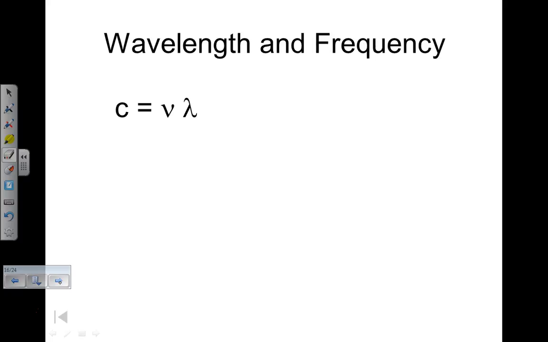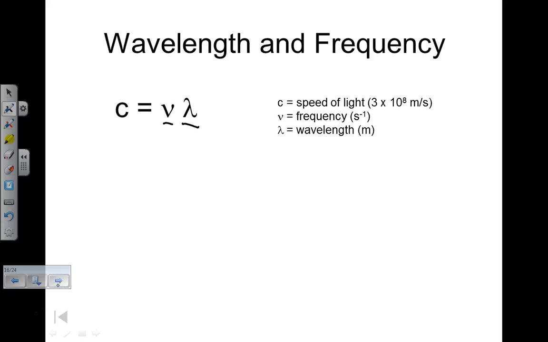But let's talk about the mathematical relationship. C equals nu lambda. Keep in mind that nu is frequency and lambda is wavelength. C is the speed of light, and that's important. The speed of light is a constant. The speed of light is always going to be this, and I will always give you that value. It's always going to be 3 times 10 to the 8th.